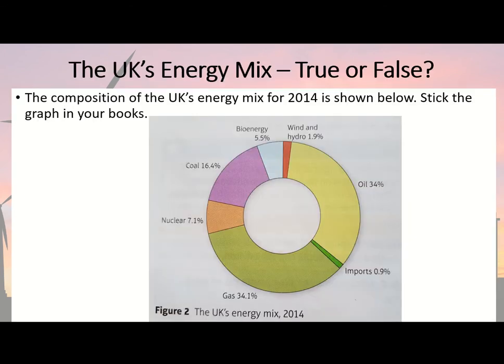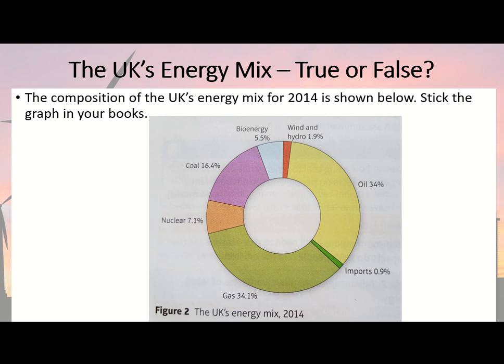So, this is the UK's energy mix in 2014. It's just the nearest kind of donut graph I've got from the book. So it's quite old now. It's 7 years old by the time of me recording this. But the composition of the energy mix hasn't changed loads in this time, but it certainly will. And this is only 1 year.